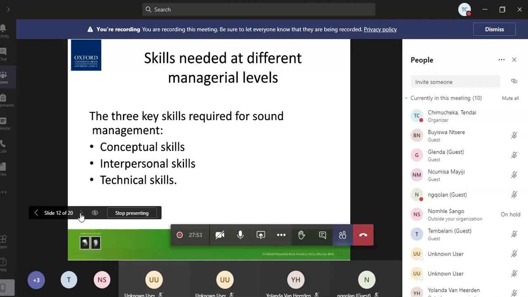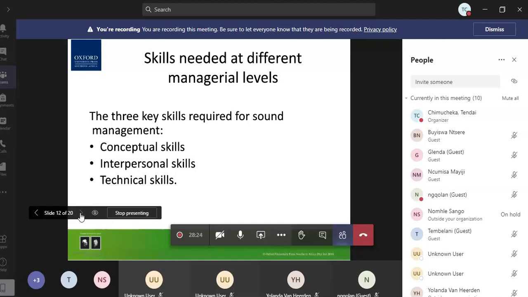Then the other skill that is also important is interpersonal skills to relate with other people. There are people who are very good at relating with other people. There are other people who think that they are passive recipients of information. They don't want to relate with other people. They don't want to share information with other people. But we're saying, if you are a manager, you need to have interpersonal skills. You need to have those skills to be able to relate with other people.